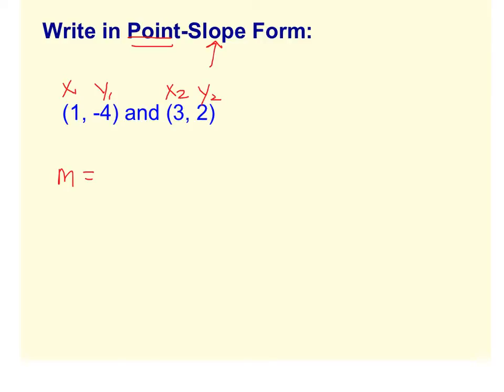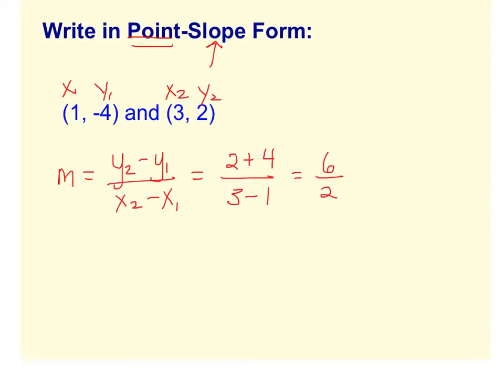So we follow our y2 minus y1, go ahead and write it in just so we know, over x2 minus x1. y2 minus y1 is 2 minus a negative 4, which becomes plus 4, over 3 minus 1 gives us 6 over 2, which is 3.